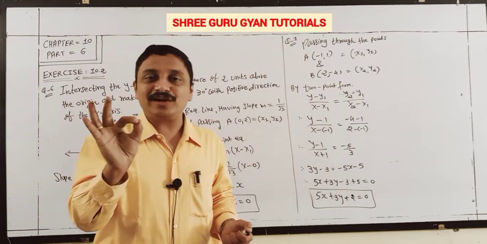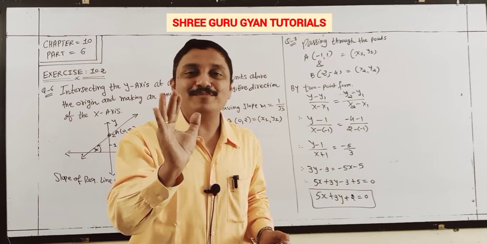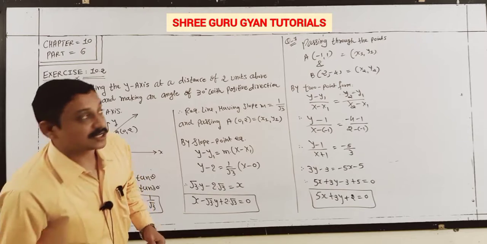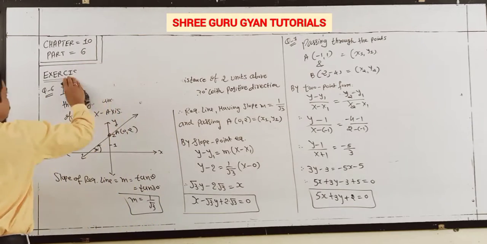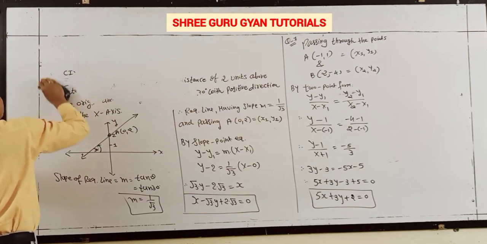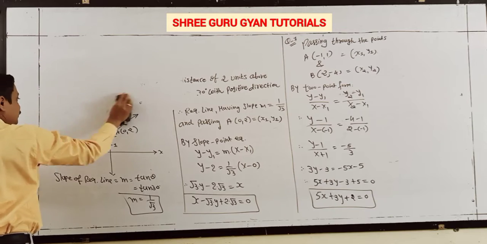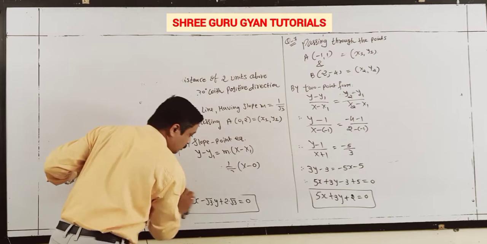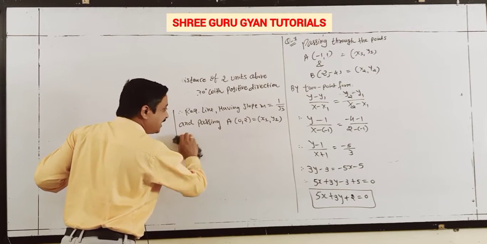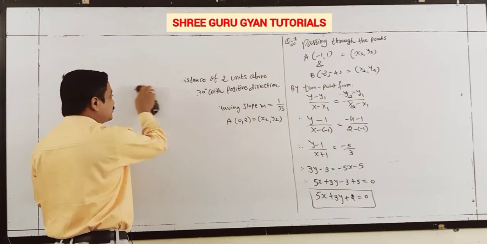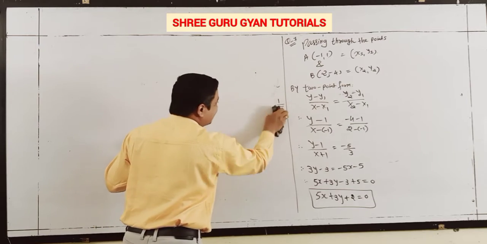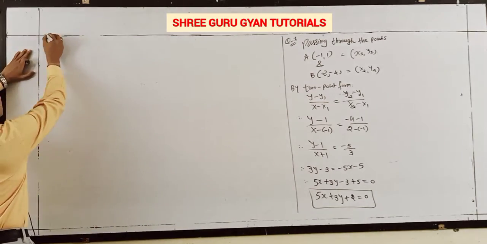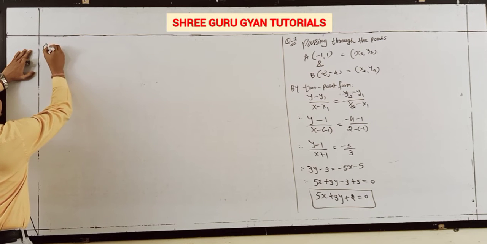And that, students, is your general equation derived. What is the general equation of a line? Ax plus by plus c is equal to 0. Now I continue, students, with question number 8. In the same way, as we move ahead, exercise 10.2 is also very easy and simple. So one more question, question number 8.